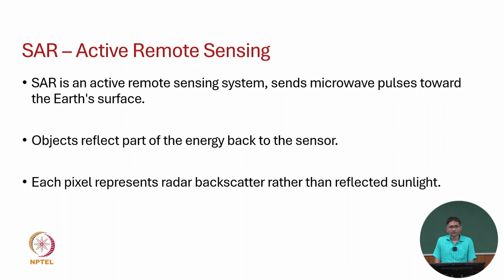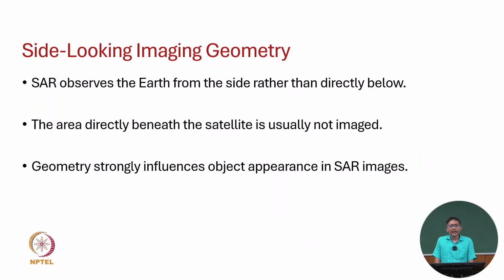So, another important aspect to keep in mind in the case of SAR is that it uses a side-looking geometry. SAR observes the Earth from the side rather than directly below. And what happens is that geometry strongly influences object appearance in SAR images.